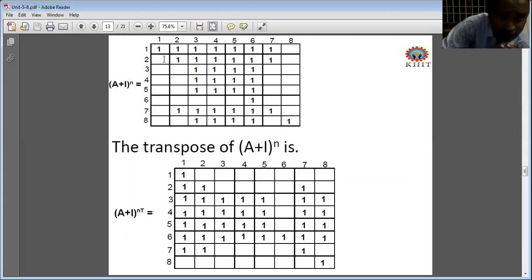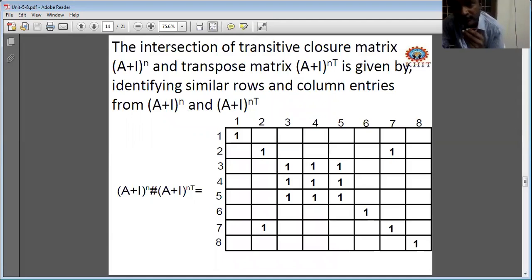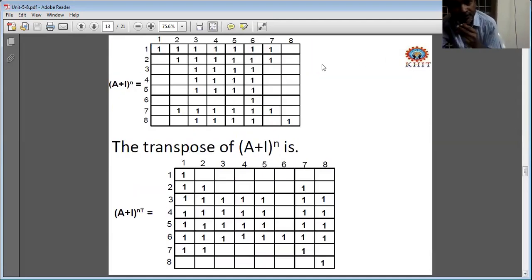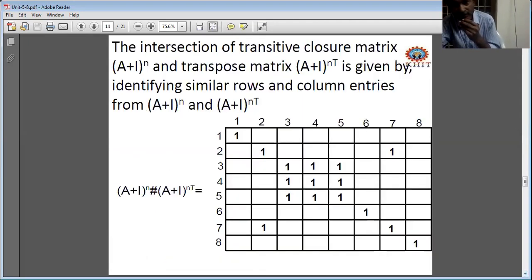Here it is 2 to 1, and here it is not there. So 2 to 1, don't mark it. But 2 to 2, if you see here, the 2 to 2 entry is there, and the 2 to 2 entry is there. So you mark here 2 to 2 as 1. From 3.